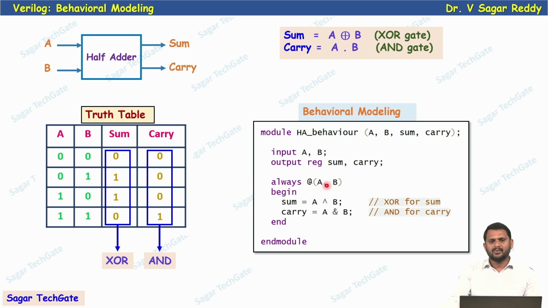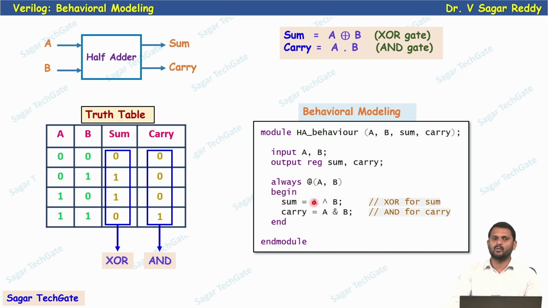Now see, input A comma B, output reg sum comma carry. So always @(A, B). We will discuss always and initial later. To understand this code, I'll explain this statement. @(A, B) is known as a sensitivity list. If A changes or B changes, it will trigger and this always block will execute. Whenever A changes or B changes, it will execute. This means if A or B changes, then these statements will execute.